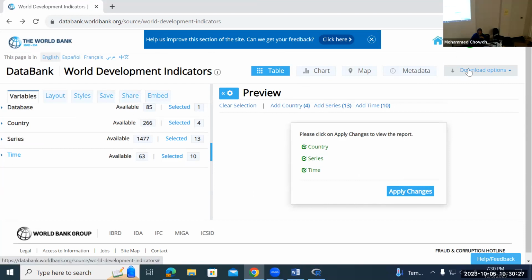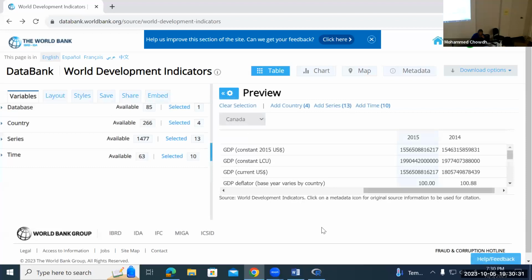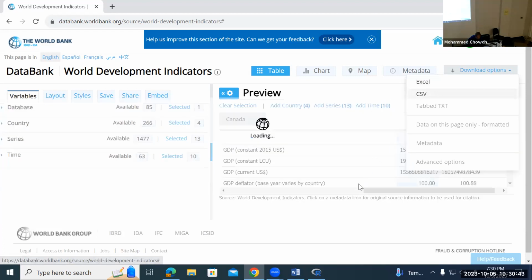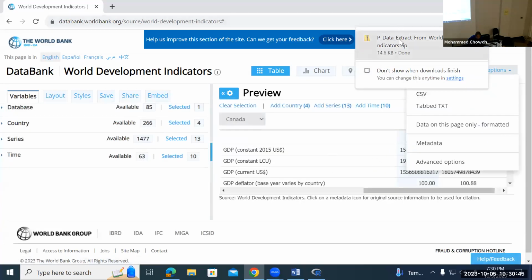So now if you go there, download options, apply changes, downloading, this has been done. Now if you go there, download options, if you click in there, CSV format, Excel format, whatever format. Okay, CSV format, it is downloading. Data has been downloaded in there. Okay.